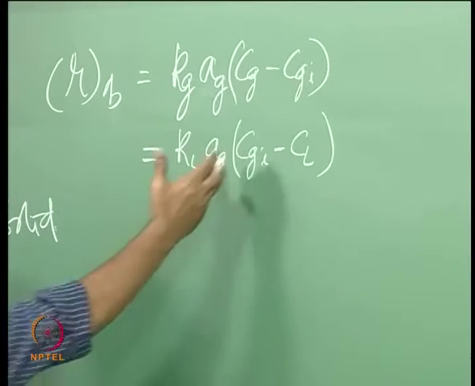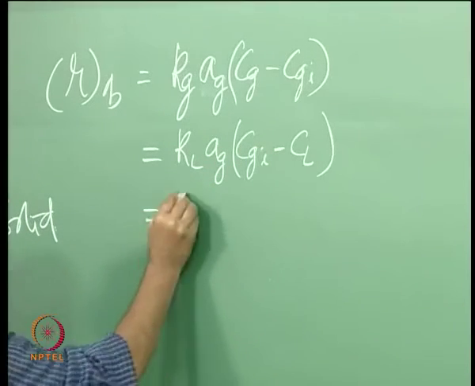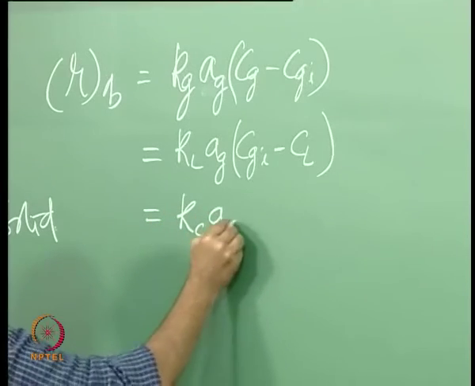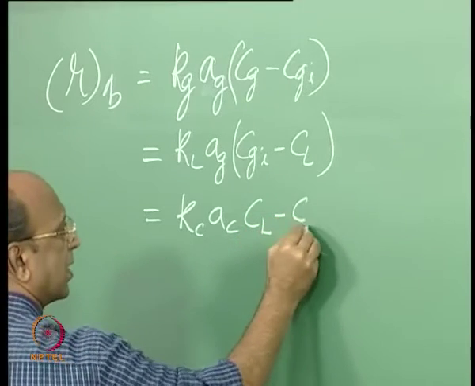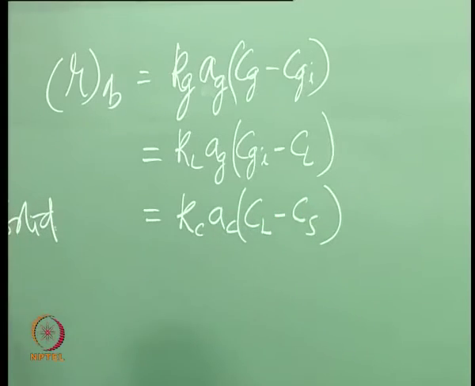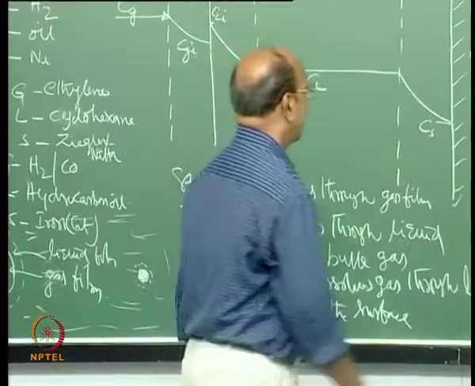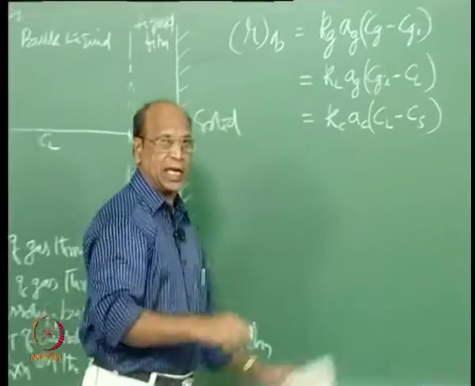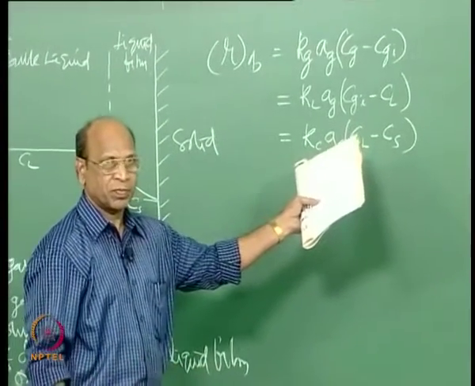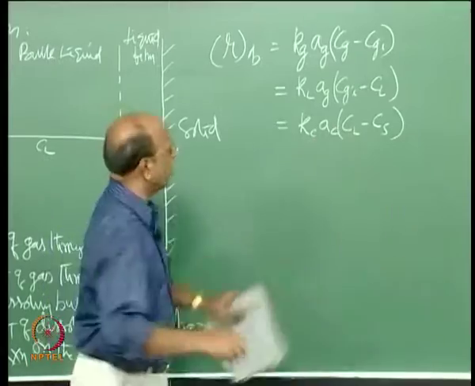Which of course you can write through the other equation. Then I also have kC AC times CL minus CS. Later you can substitute. I will give you the other equation. Okay. So you know, with Henry's law, you can substitute that one as CLi.